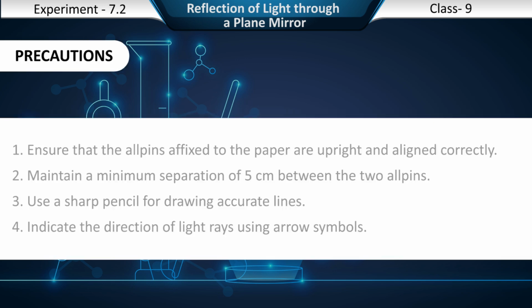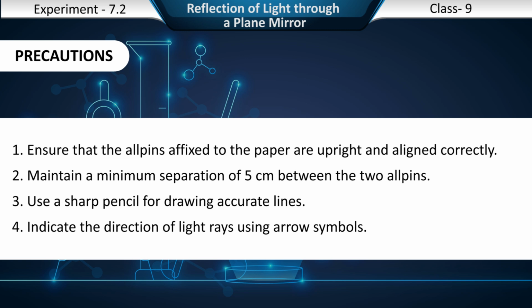Precautions. 1. Ensure that the awl pins affixed to the paper are upright and aligned correctly. 2. Maintain a minimum separation of 5 cm between the 2 awl pins. 3. Use a sharp pencil for drawing accurate lines. 4. Indicate the direction of light rays using arrow symbols.